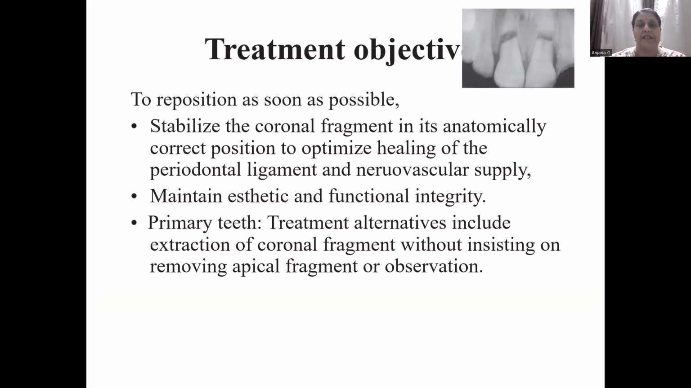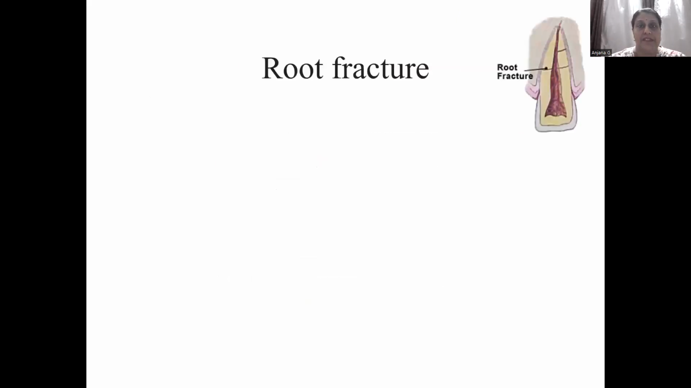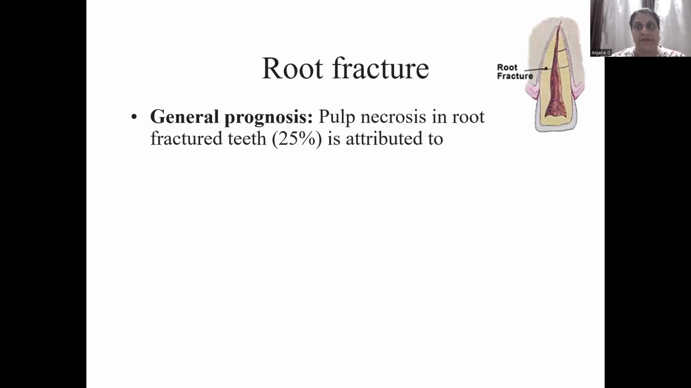In case of primary teeth, the treatment alternatives include extraction of the coronal fragment without insisting on removing the apical fragment, or observation. In case of permanent tooth, you should reposition and stabilize the coronal fragment. This is when the patient reports to you immediately after trauma. Otherwise, it is a guarded prognosis. You have to always tell the patient that.